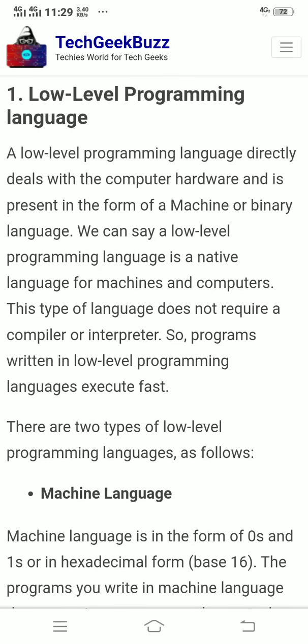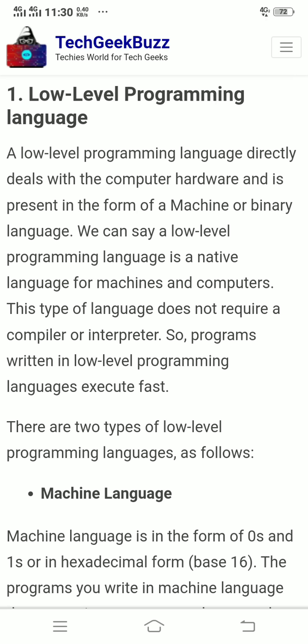Today we discuss the low level programming language and the high level programming language. So today we define low level language and high level language. These both are types of programming language. So let's start our video. Let's start our topic at first with low level language.